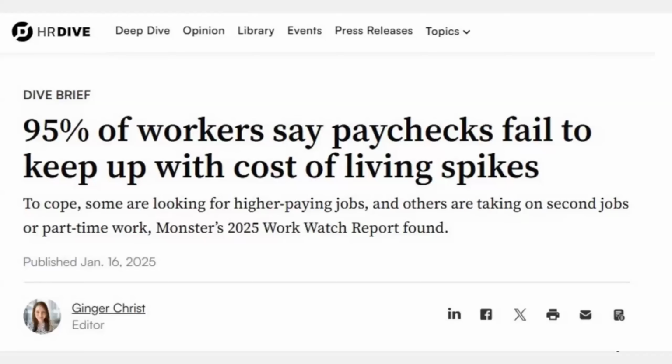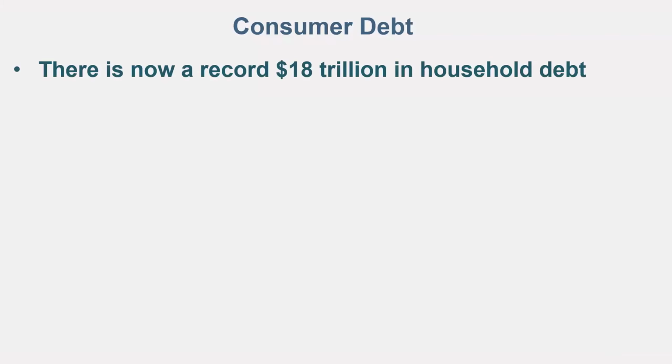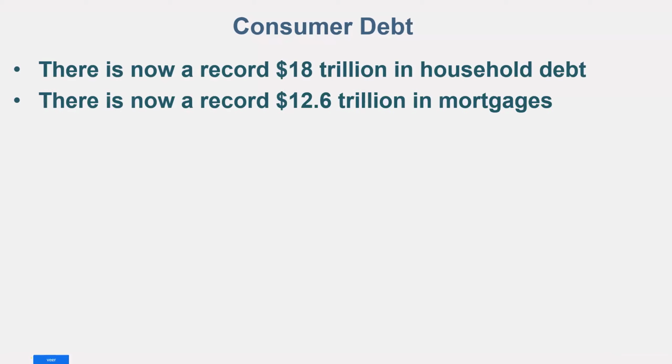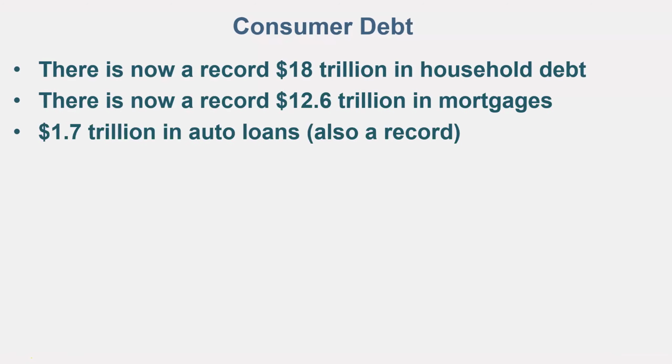So here are some of the problems that we have in the country right now. 95% of workers say paychecks fail to keep up with the cost of living. Everything's getting more expensive and jobs aren't paying more, so everybody is struggling. 80% of the population is living paycheck to paycheck. Debt is at an all-time high. It's $18 trillion in household debt. We have over $12 trillion in mortgages.